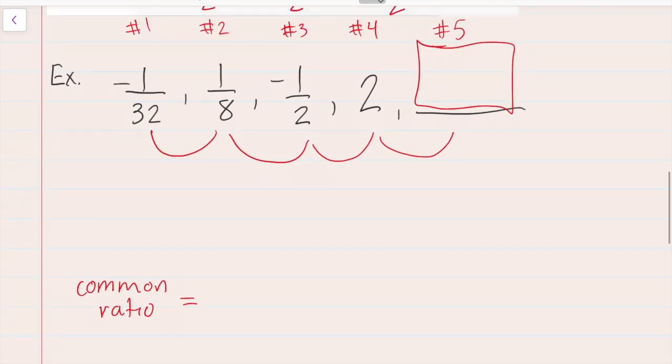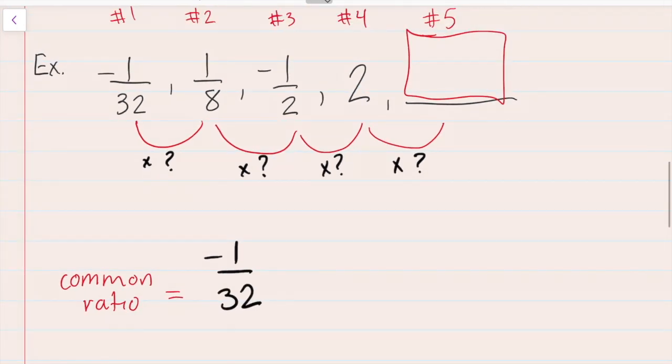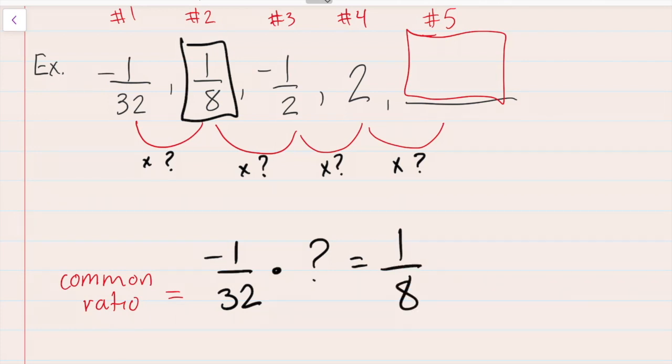Well, to do this, guys, we actually have to do a little bit of math. So if we're multiplying by something, let's put a question mark there, times something over and over, we know it's the same thing, right? So if we go from negative 1 over 32, we're going to multiply it by something to get the next term, which is 1/8. Correct?